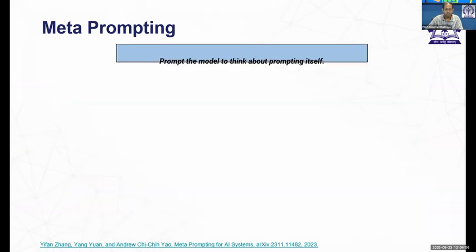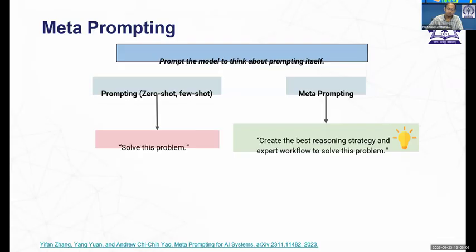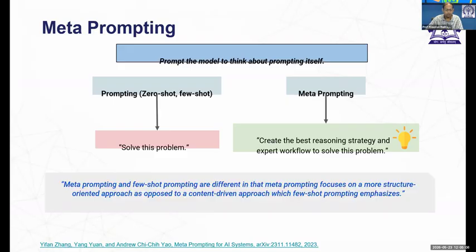Now it prompts the model to think about the prompting itself. In zero shot or few shot prompting, it solves the problem. In meta prompting, it creates the best reasoning strategy and the expert workflow to solve the problem. Okay. And meta prompting and few shot prompting are different in that meta prompting focuses on a more structure oriented approach as opposed to a content driven approach for few shot prompting.